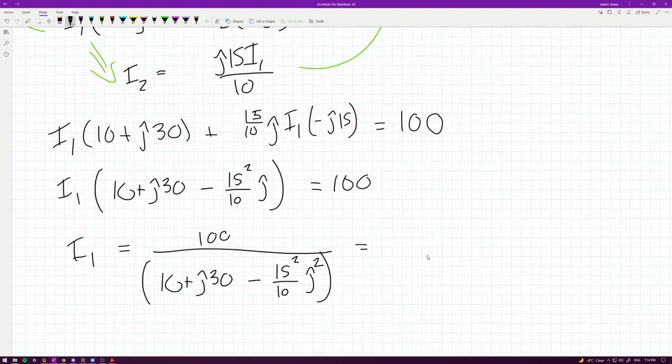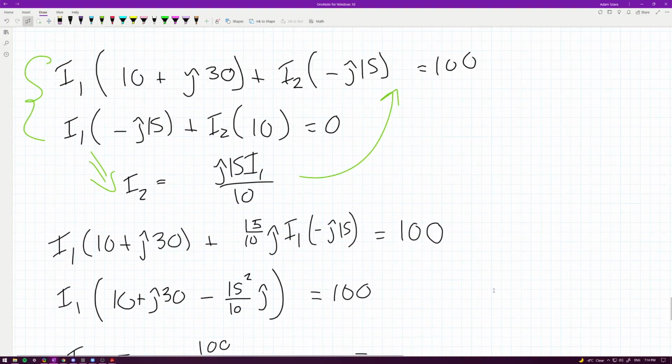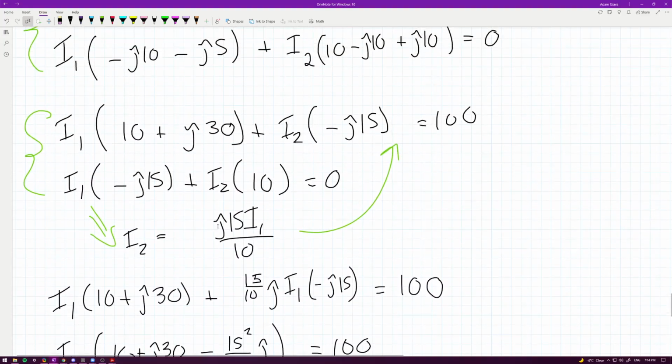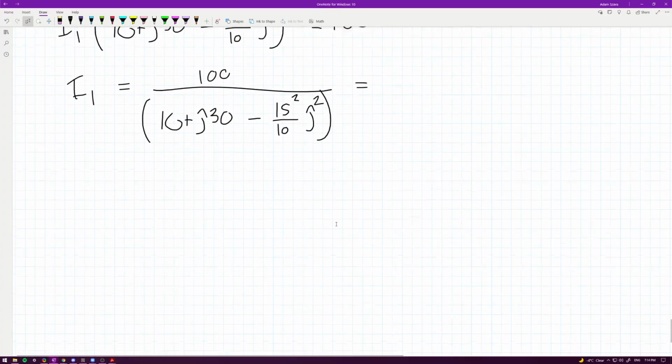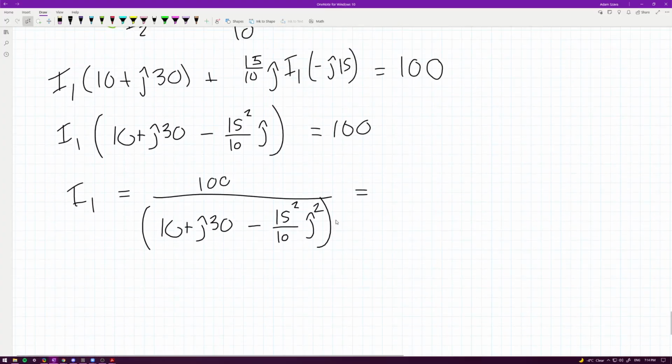So then this simplifies into, how is I2 I1 times J15 over 10? From this equation here, I rearranged that. Right, move it over. It's going to become positive. J15 I1 divided by 10? Yeah, okay, you're good. So this will then simplify into something a little bit nicer then.